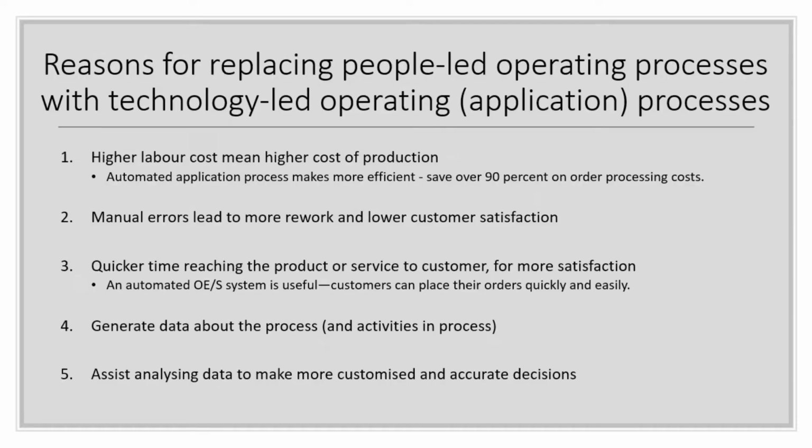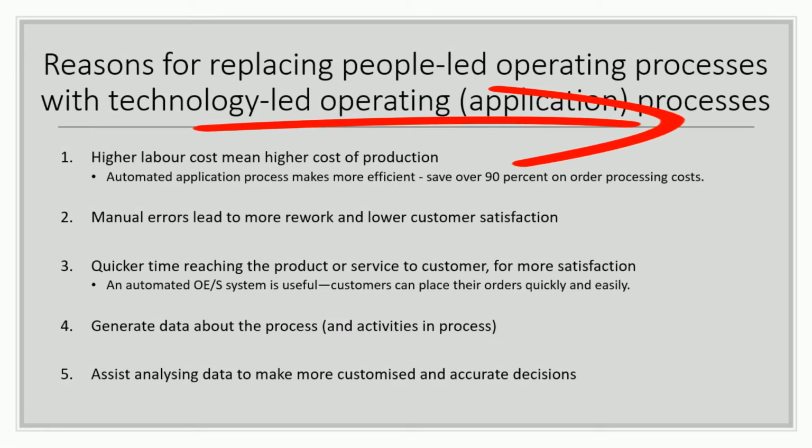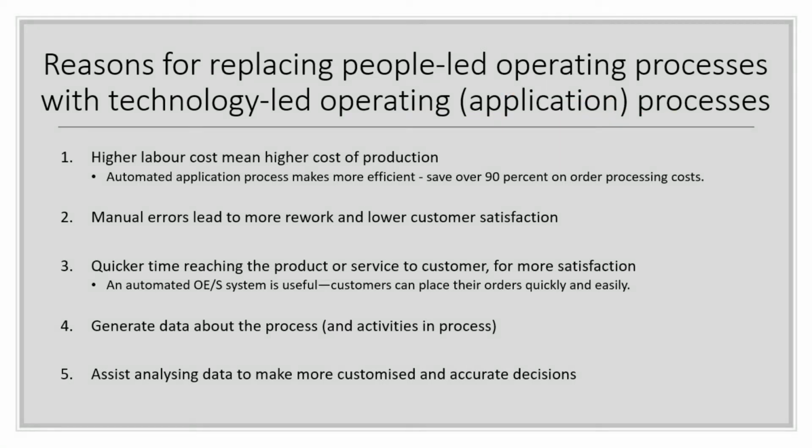Reasons for replacing people-led operating processes with technology-led operating or application processes, there are 5 reasons. First is having business processes. Enterprises have to incur higher labor costs. That means higher cost of production. Automating application processes makes them more efficient, and it saves over 90% on order processing costs.